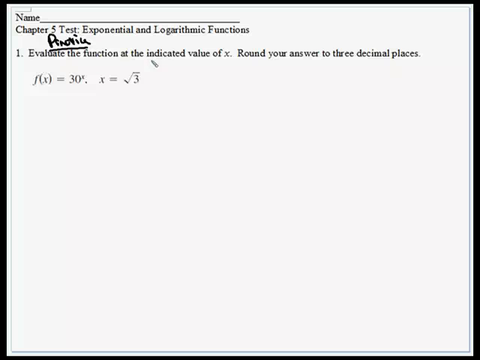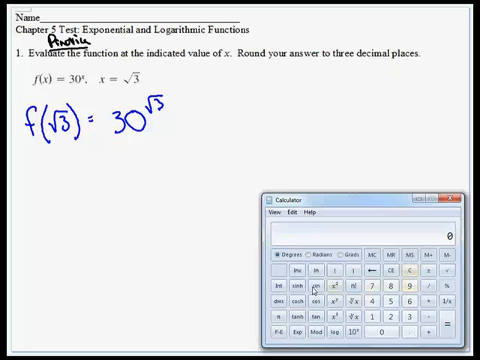Number 1, evaluate the function at the indicated value of x, round to 3 decimal places. So f of x is 30 to the x power. So of course f of root 3 is going to be 30 raised to the square root of 3 power. So let's jump on the calculator and do this. On the TI-89s we would use the up caret key and use the square root of 3 as our exponent.